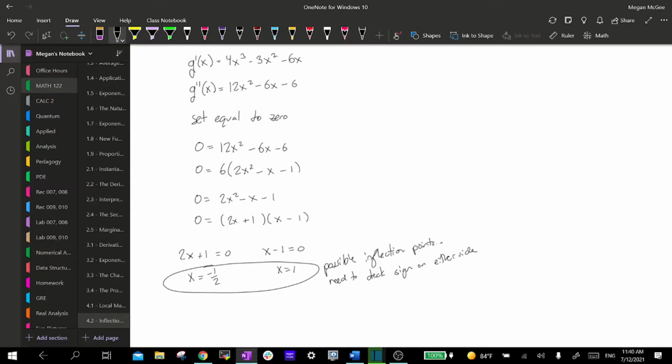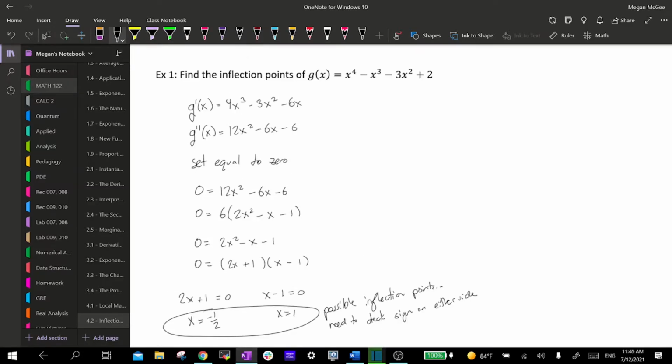Alright, so I'm going to come up here just for space. So we're going to check x is equal to 1 first. So we want to check the second derivative on either side. g double prime of 0 for the left-hand side. A 0 makes our calculation pretty easy, right? We get 12 times 0 squared minus 6 times 0 minus 6. Well, that gives us negative 6. So we have a negative second derivative on the left-hand side.